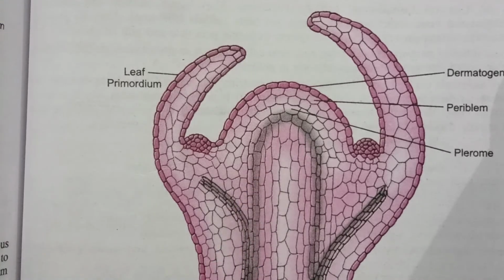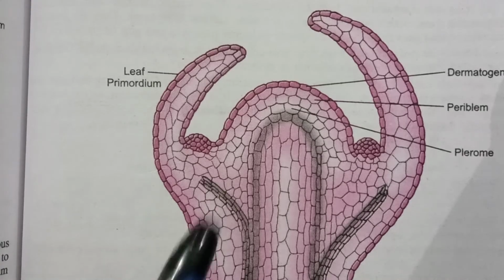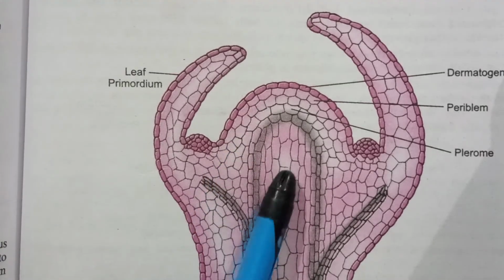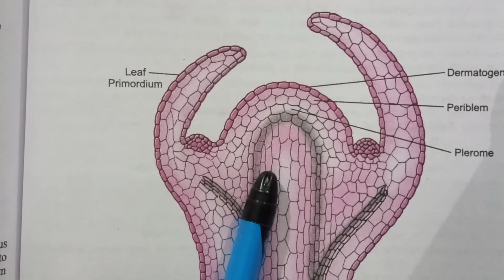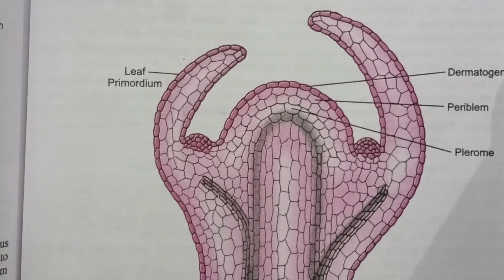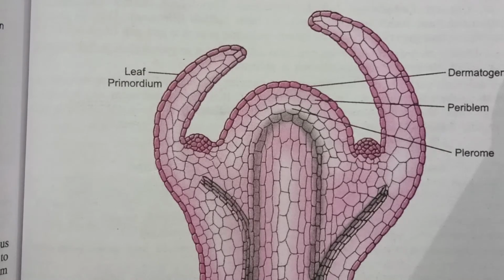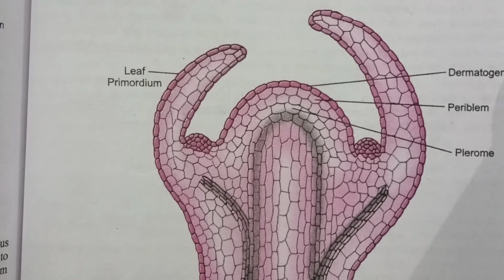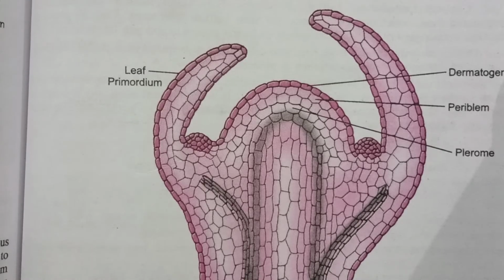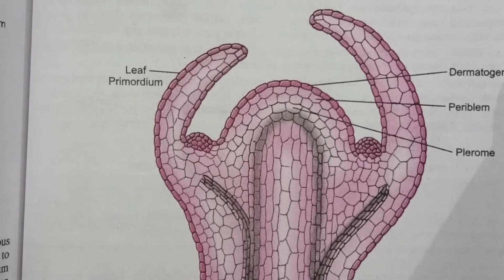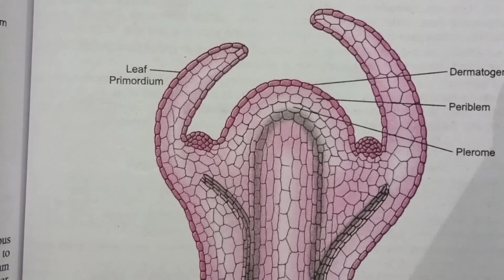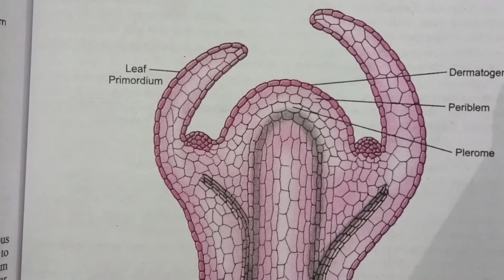The next one is the periblem, which is responsible for development of cortex, hypodermis and endodermis, and the plerome, which is the central zone, is responsible for formation of the vascular tissues. So the histogen theory proposes that there are three layers: dermatogen, periblem and plerome, while the tunica corpus theory says that there are two layers, the tunica and the corpus. These are the two important theories related to the shoot apical meristem portion.